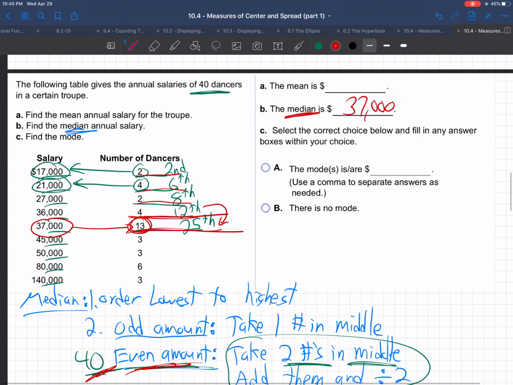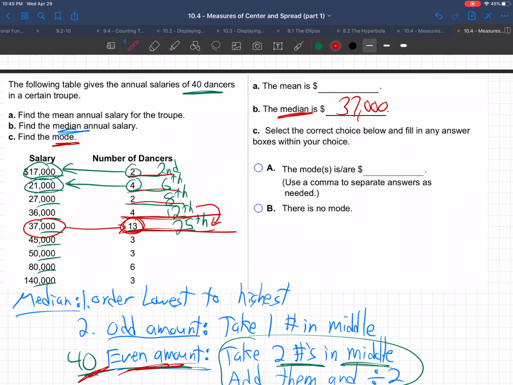Now the last part, they say find the average salary by mode. Remember what mode is? Mode is the value that occurs the most. What number occurs the most? There's 13 37,000s. So that is the same answer. 37,000 is also the mode because it's the number that occurs the most.